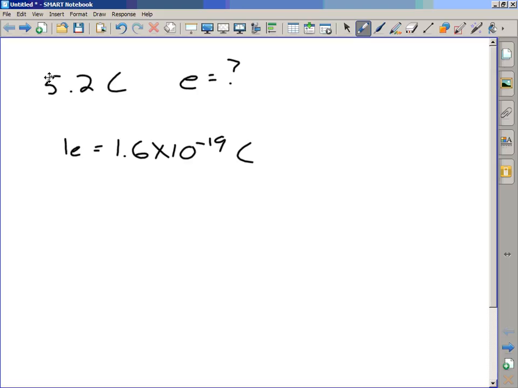5.2 times, and this is coulombs, something divided by something. And that's going to come from our conversion factor. Okay? 5.2 times our conversion factor. And you need to decide what needs to be on top and what needs to be on bottom. Right? You want to put what you're going for on top and what you're trying to cancel out on bottom. 1.6 times 10 to the negative 19 coulombs and 1 electron on top.